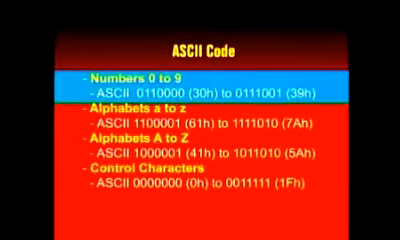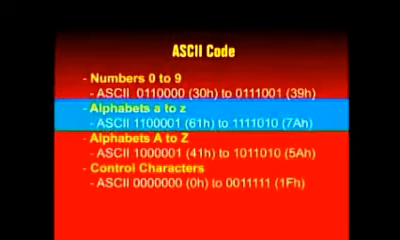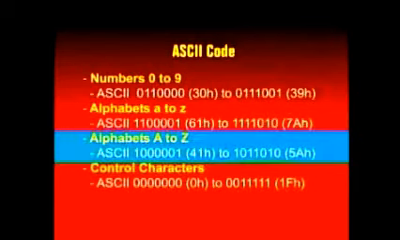How do we represent the capital alphabet letters and the small alphabet letters? Well, the lowercase alphabet letters a to z are represented by ASCII codes 1100001, which is 61 hex, which represents small letter a, up to 1111010, which is 7A hexadecimal, and it represents the lowercase character z. The ASCII code 1000001, which is equivalent to 41 hex, represents the uppercase alphabet A, and the code 1011010, which is equivalent to 5A hex, represents the capital character Z.